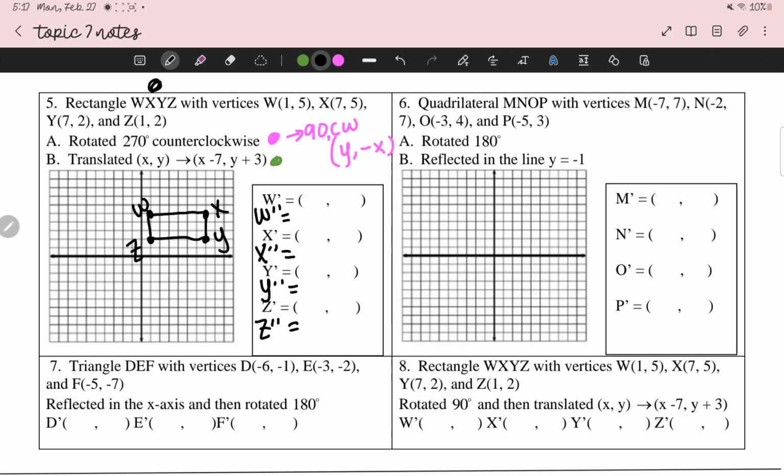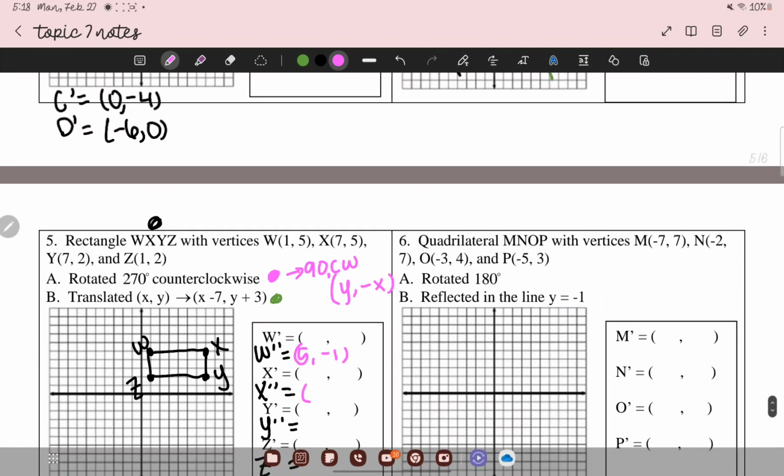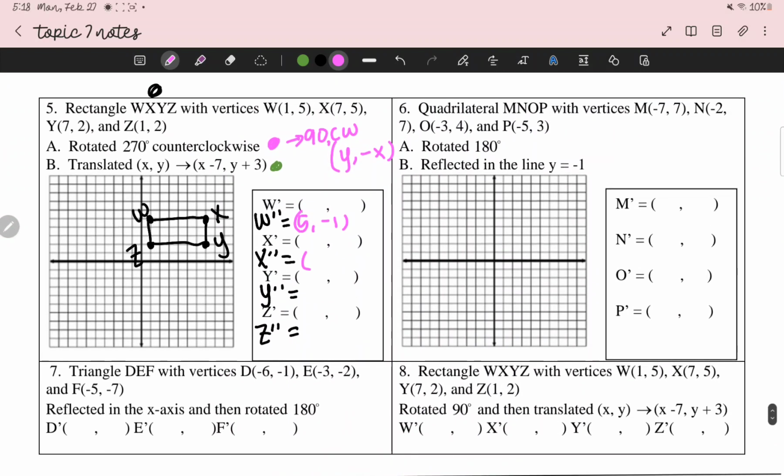Okay. So my pinks are going to be the opposite of what they originally were. So I'm going to have 5, -1. And for X, I'm going to have 5, -7. For the Y, I'm going to have 2, -7. And for Z, I'm going to have 2, -1. Okay, I'm going to graph those.